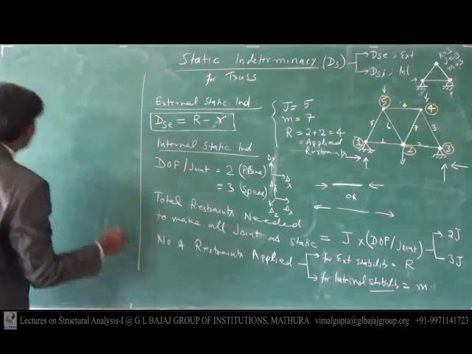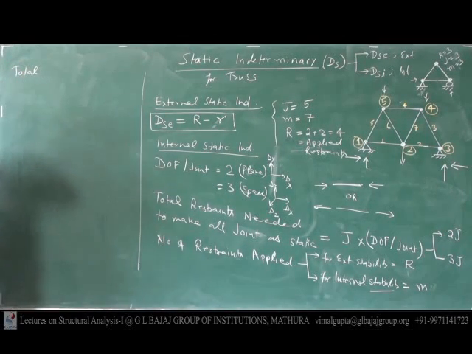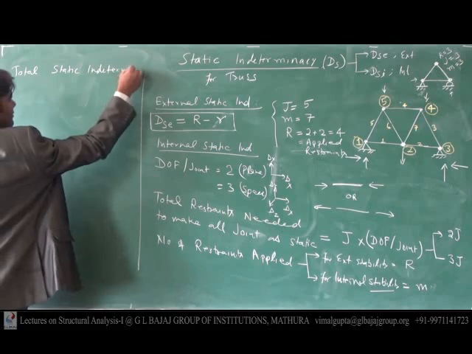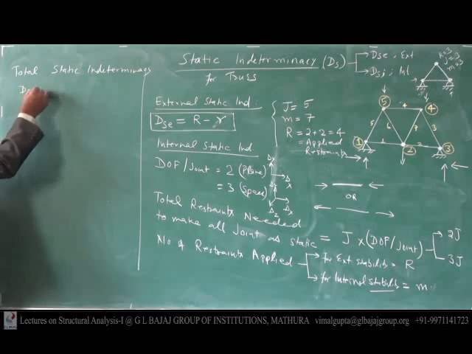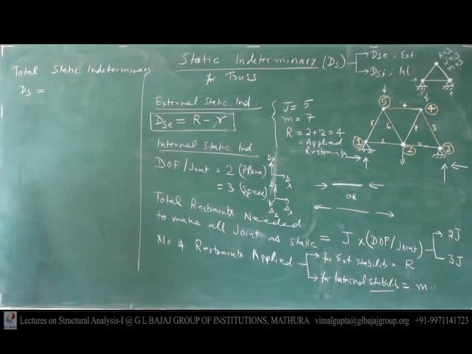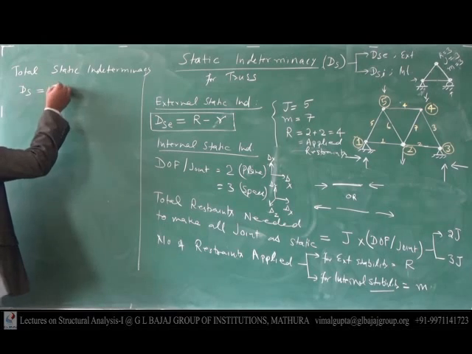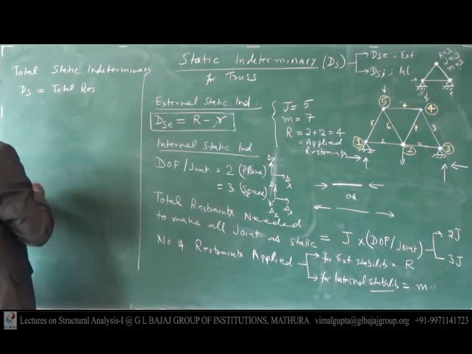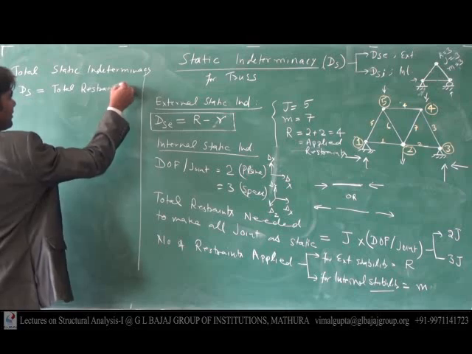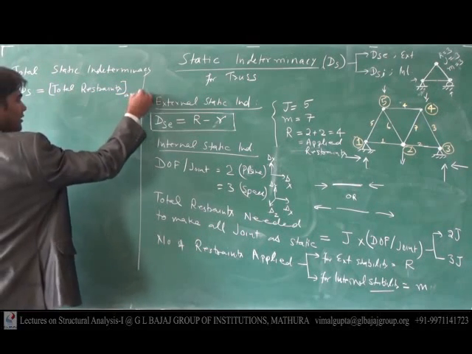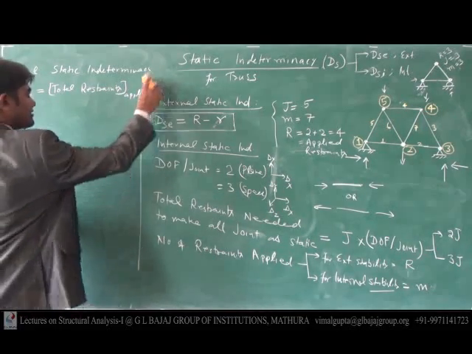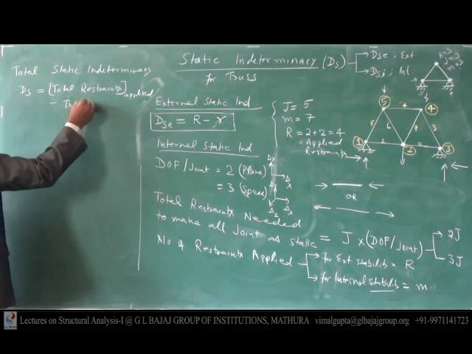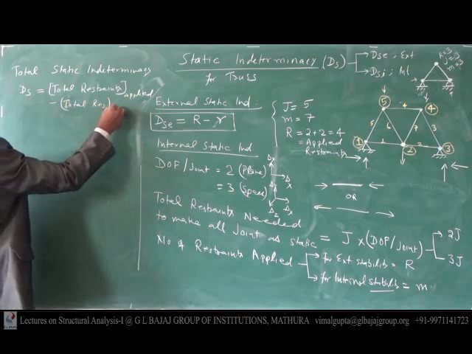Therefore, total static indeterminacy, DS. Can you write it? Kitna hoga? How much will it be? It will be total restraints applied minus total restraints needed.